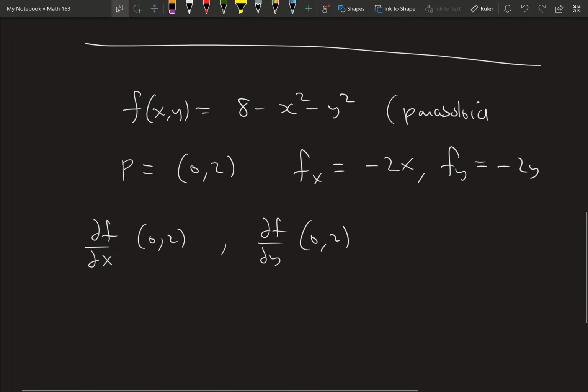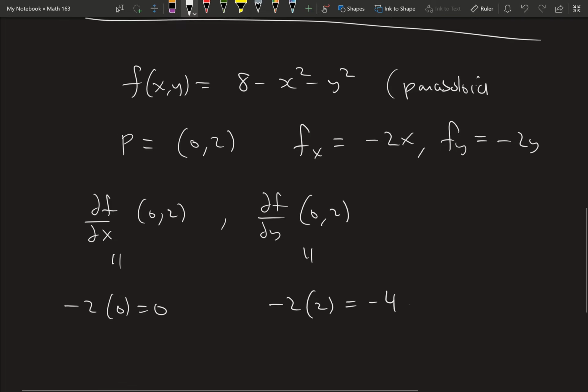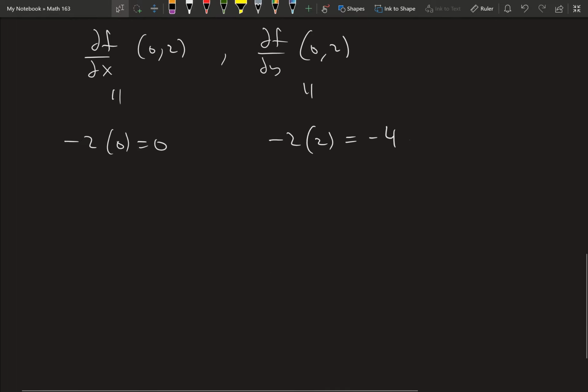And at these points then, the partial with respect to x is 0, because you plug in 0. So, well, let me write it in detail. This is equal to negative 2 times 0, which is 0, and this is negative 2 times 2, which is negative 4. So let's draw the picture of this and see what's actually happening.